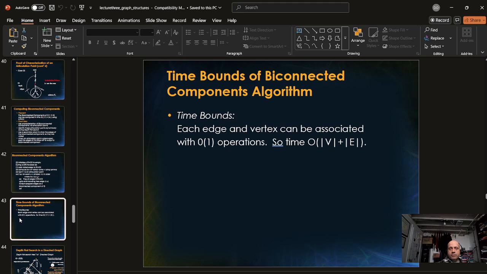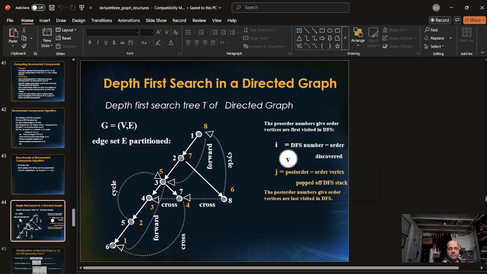Time bounds of the bi-connected components algorithm. Here each edge and vertex can be associated with O(1) operations, so the time is O(|V| plus |E|).